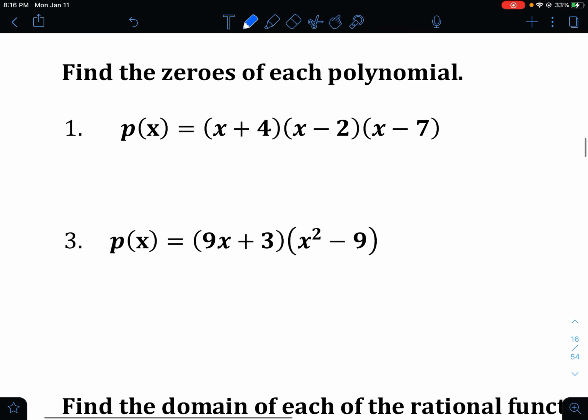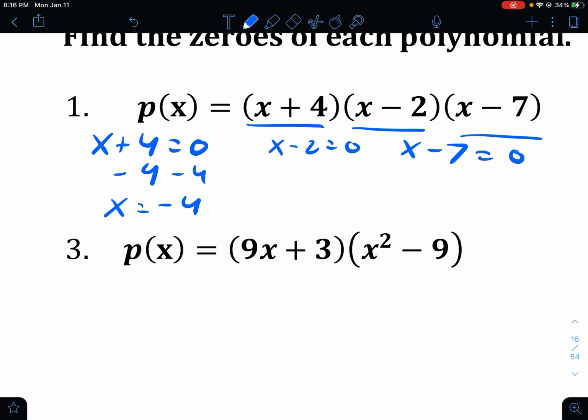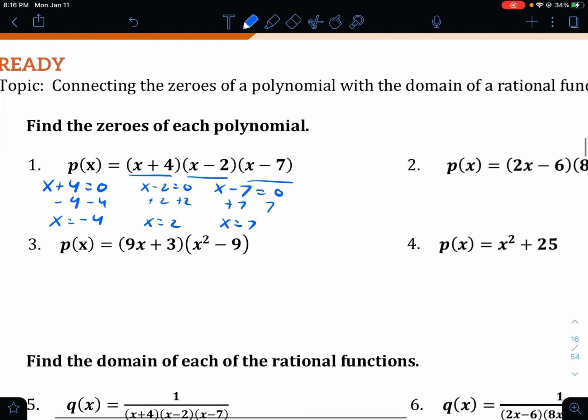So what you have to do to find the zeros is take each of these factors and set them equal to 0 and solve. So we would do x plus 4 equals 0, x minus 2 equals 0, and x minus 7 equals 0. Then we just solve. We get x equals negative 4, x equals 2, and x equals 7. So the zeros of number 1 would be negative 4, 2, and 7. To reiterate, to find the zeros of the polynomial, you're going to get it into factored form and set each of the factors equal to 0.